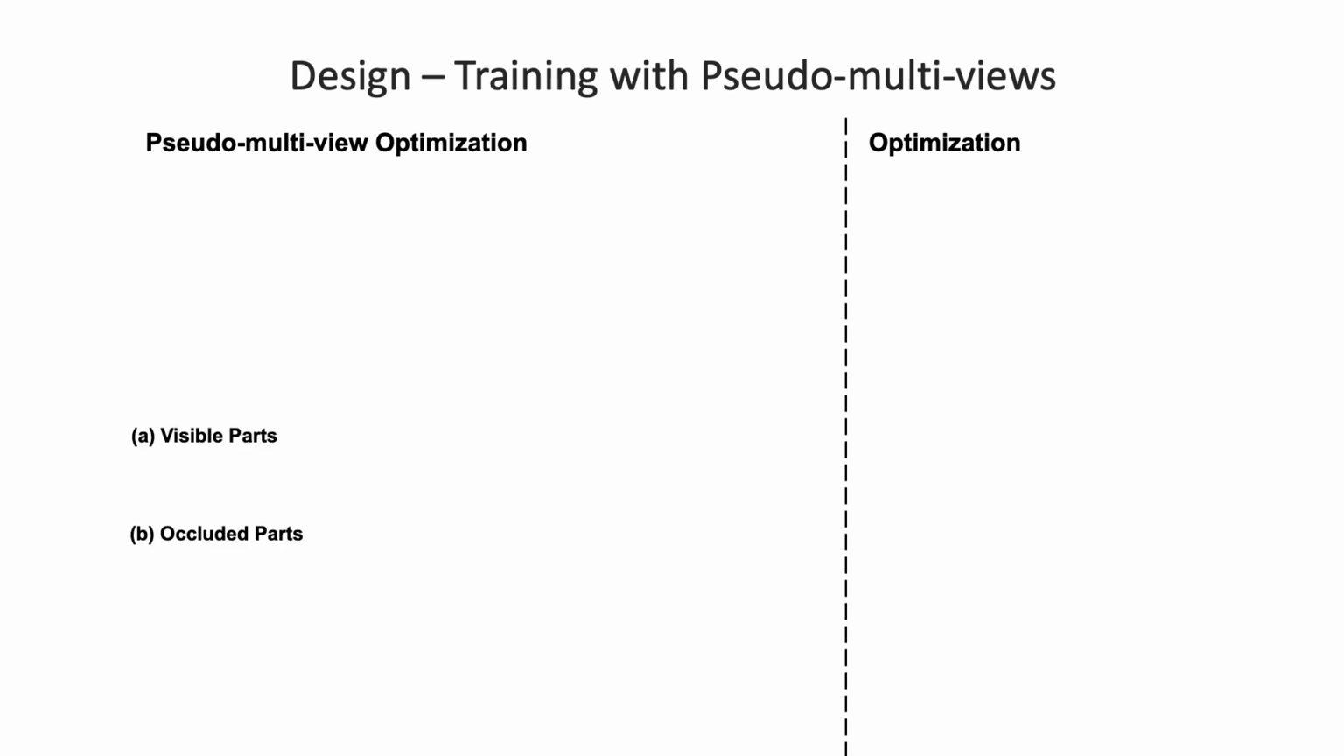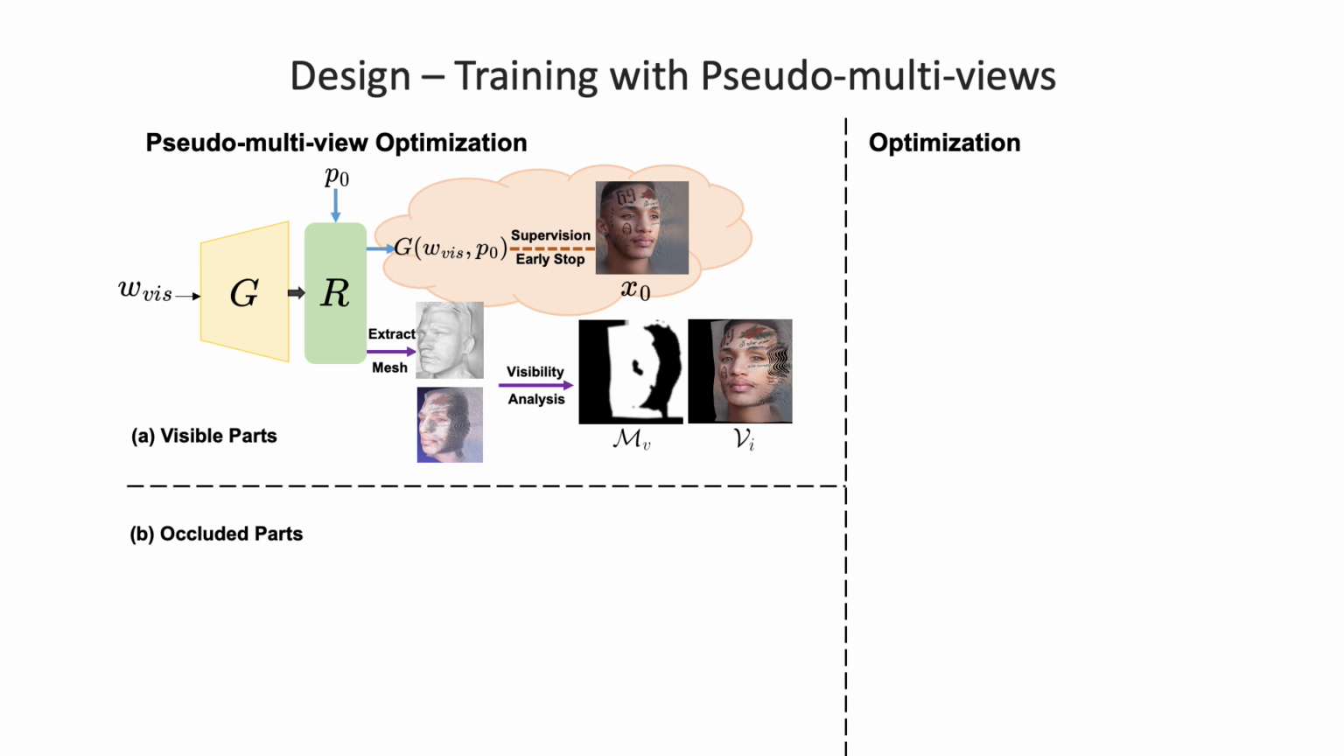Based on our observation, we propose a pipeline comprising two procedures, pseudo-multi-view optimization and optimization. Additionally, the pseudo-multi-view optimization step is divided into visible part and occluded part. In visible parts, the latent code WVs is early stopped to get the initial geometry. With this latent code, we can extract the geometry and get the texture mesh. We then render the mesh in a novel view to get the visibility mask MV and visible projection VI, which preserve the texture in the novel view.